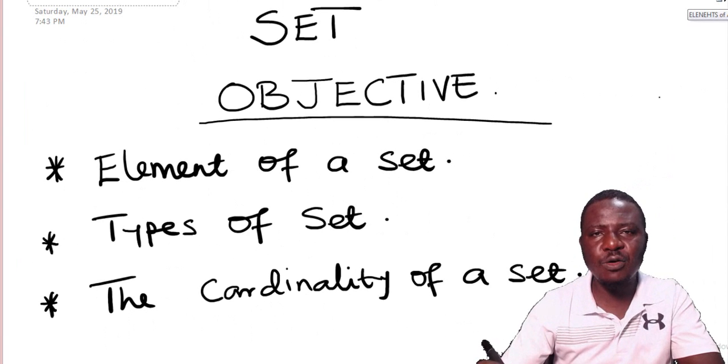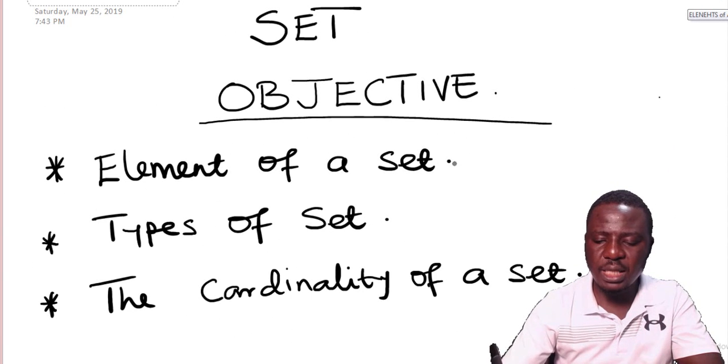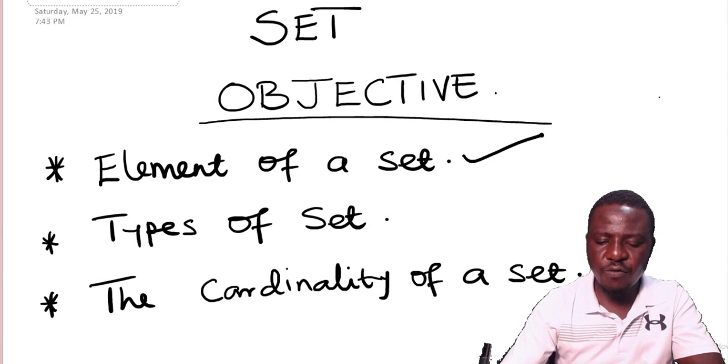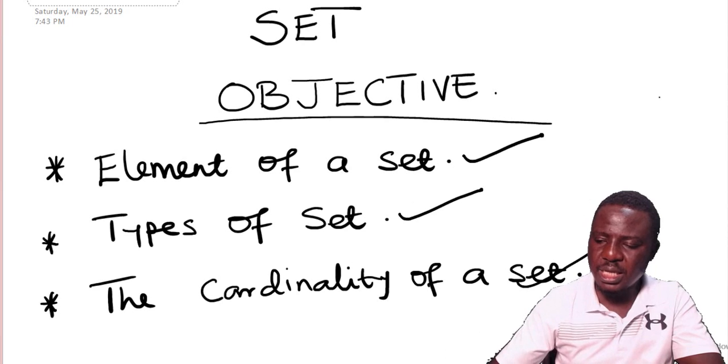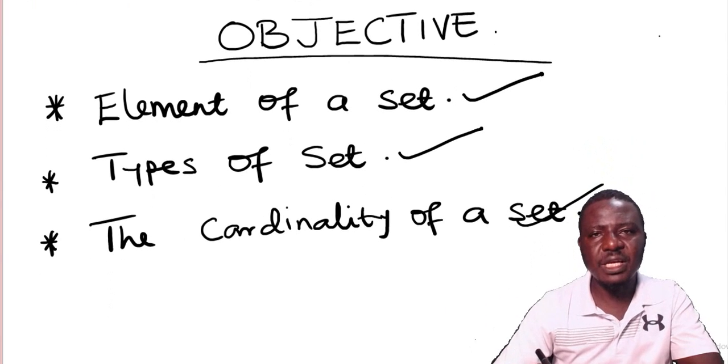That brings us to the end of today's class. In today's class, we were able to look at the elements of a set. We were able to do justice to the different types of sets, and we were able to look at the cardinality of a set.